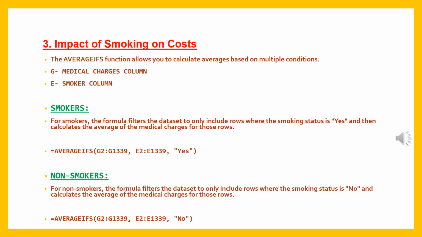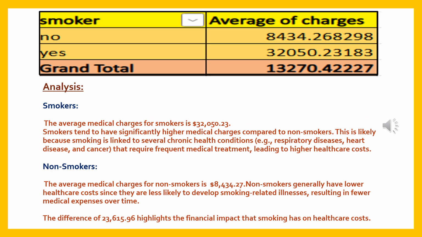So here I have used the AVERAGEIF function, which will calculate the average on specific conditions. Also it will calculate medical charges for smokers versus non-smokers. Here I have used a pivot table. In this, no means the person who does not smoke and yes means the person who smokes. So it is indicating that persons who smoke have higher medical charges as compared to non-smokers.